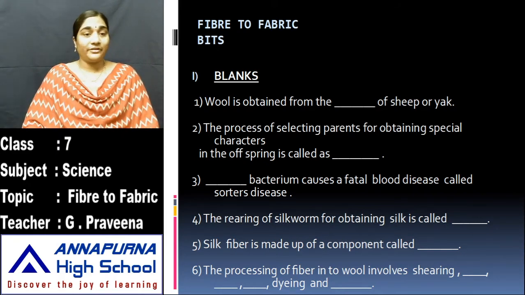Then the process of rearing of silkworm for obtaining silk, what is it called? Silk fiber is made up of a component. What is that component called? Then the processing of fiber involves a long process. So what are all the different processes that wool production involves? So take a pause and try to answer these bits.